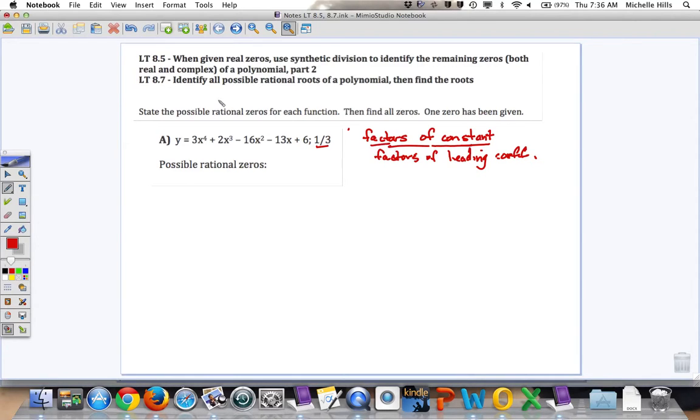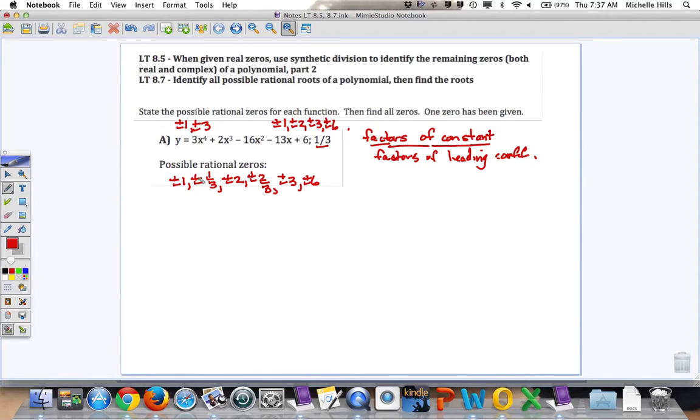What you're going to do to find all of the possible rational roots of a polynomial, take the factors of the constant. So the factors of positive 6 are positive and negative 1, positive and negative 2, positive and negative 3, and positive and negative 6, and make ratios of those with the factors of the leading coefficient, which is 3, so positive and negative 1, and positive and negative 3. Put each of these over each of these. So positive and negative 1, positive and negative 1/3, going to 2, positive and negative 2, positive and negative 2/3, 3, positive and negative 3, 3/3 is 1, we've already done that. 6, positive and negative 6, 6/3 is 2, we've already done that.